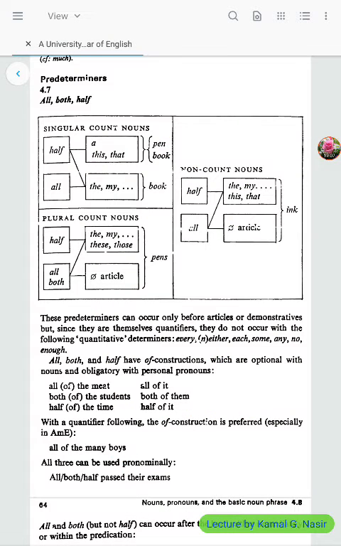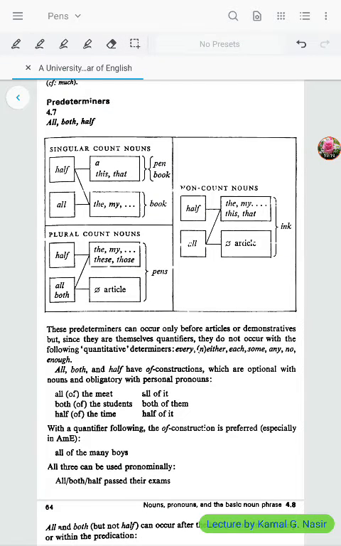Good. Predeterminers are the additions or words which come before the determiner. What are words which come before the determiner? For example, we have all, both, and half. All, both, and half.